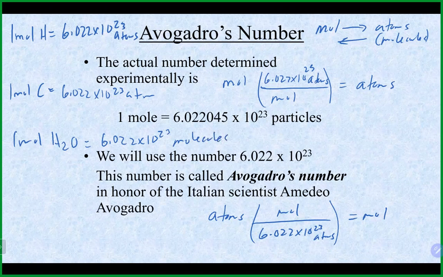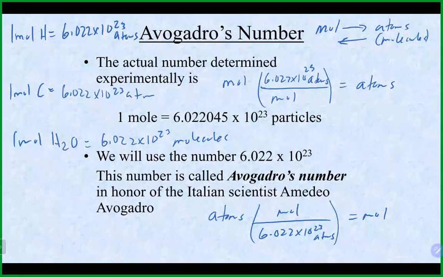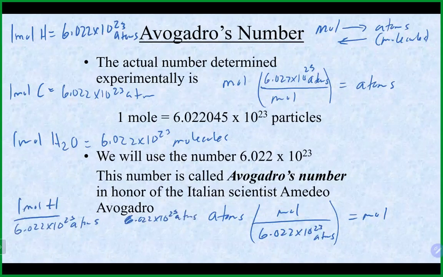We use molecules for water because it is a molecule, but for any individual element, we use atoms typically. So again, that's why those units kind of change, but it is the same number. And for any of those relationships, we could write 2 conversion factors. Once again, we could say 1 mole of hydrogen, 6.022 times 10 to the 23 atoms. And we could reverse it, 6.022 times 10 to the 23 atoms of hydrogen would give us 1 mole of hydrogen.